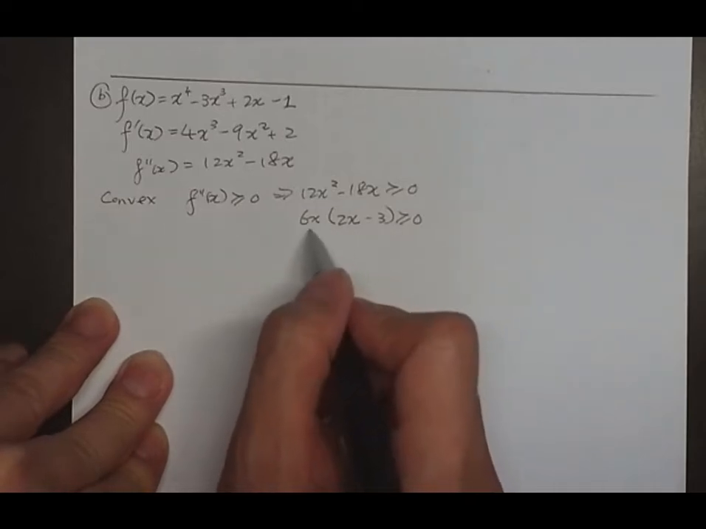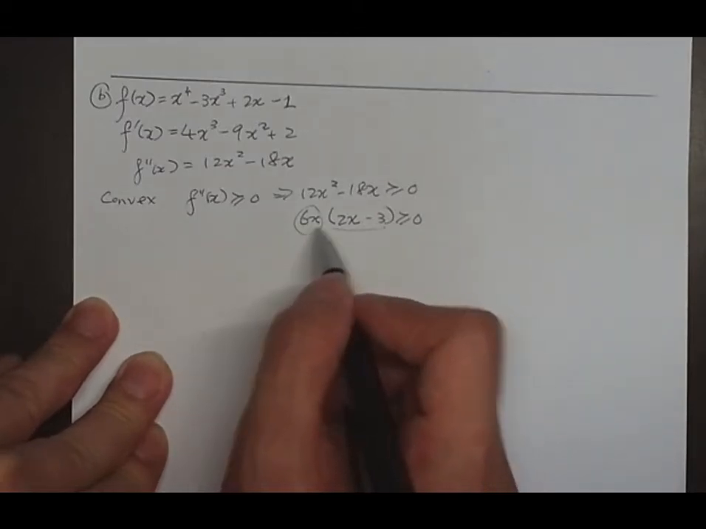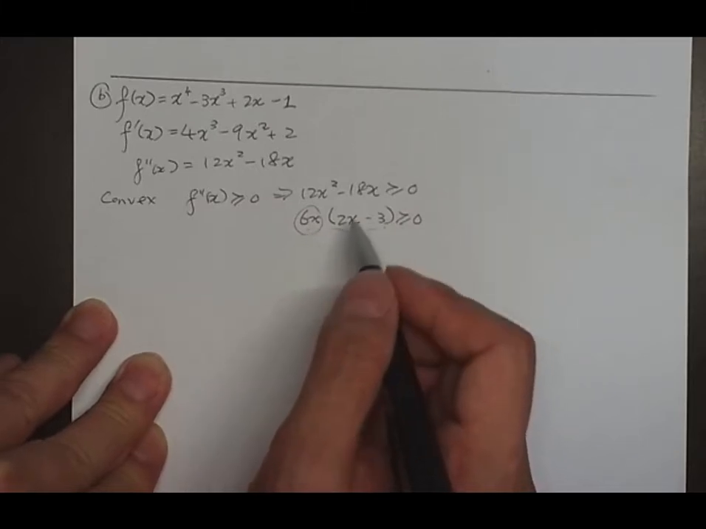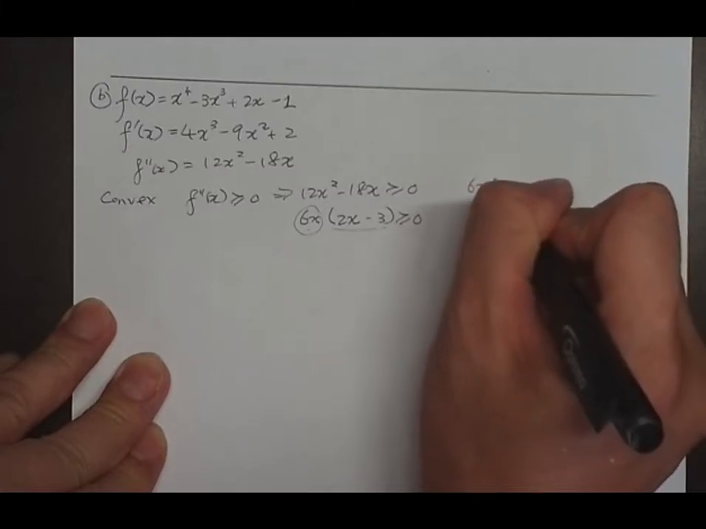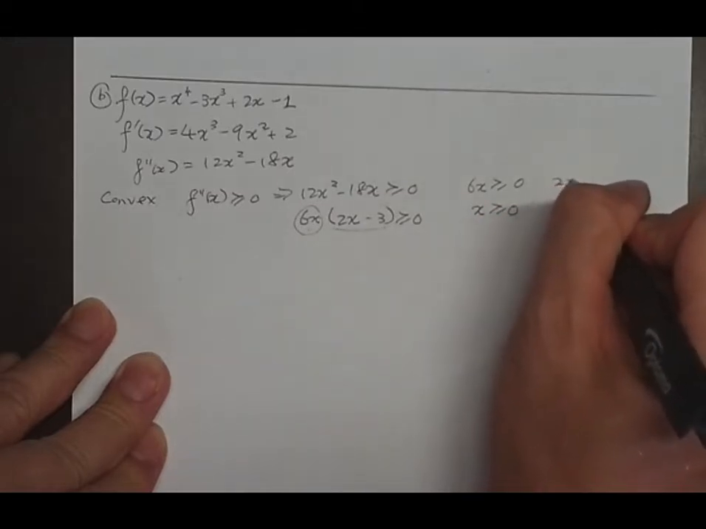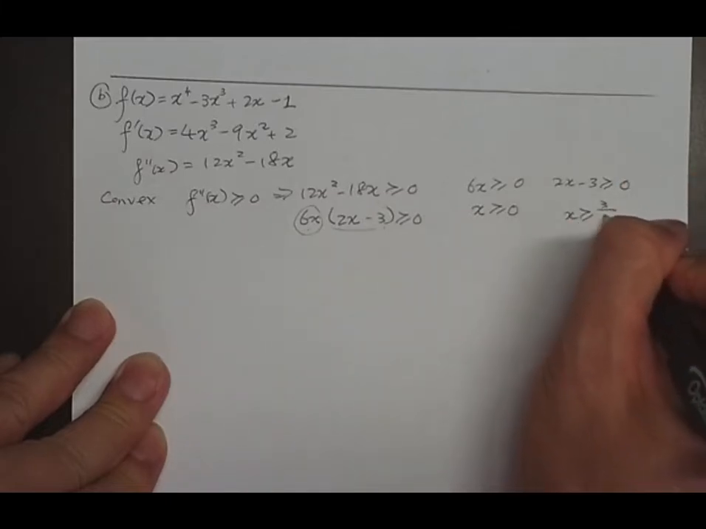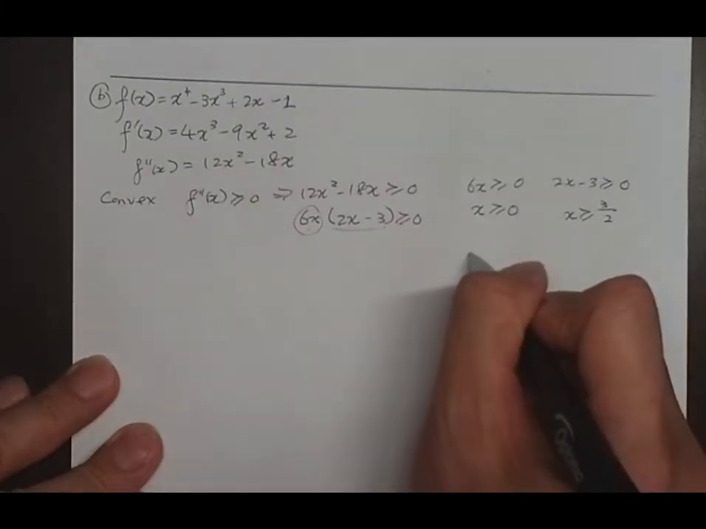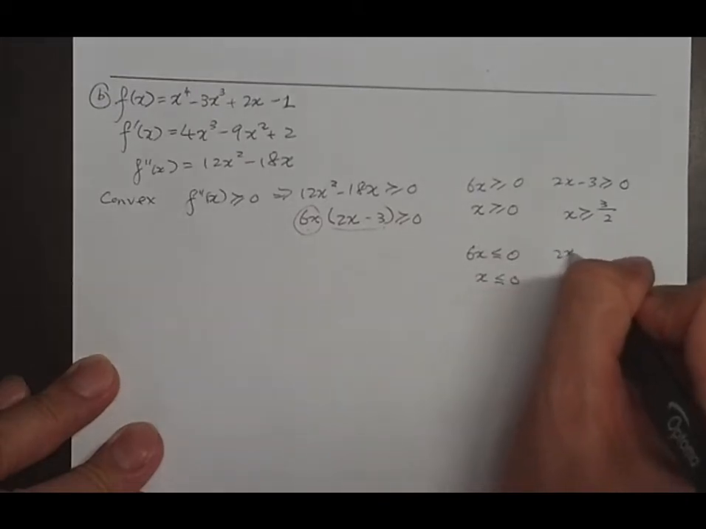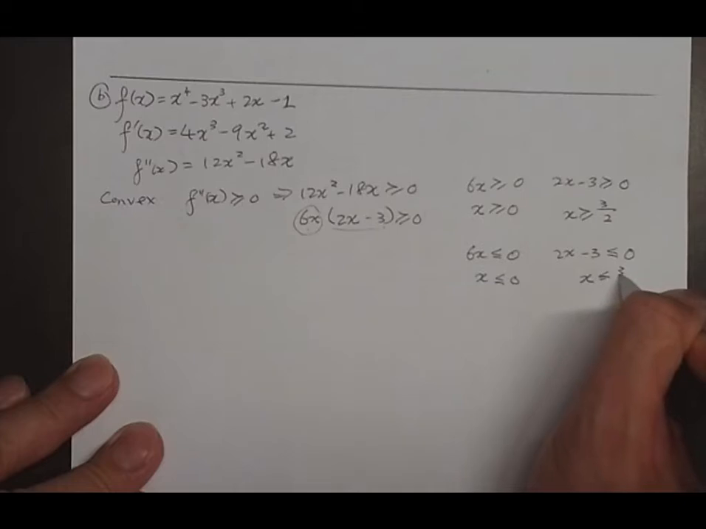So in here, one condition is that this one is greater than 0 and this one is greater than 0, and the other condition is that both of them are less than 0, negative. So multiplying two negative signs, we get a positive sign. So we get 6x greater than or equal to 0, x greater than or equal to 0, and 2x minus 3 greater than or equal to 0, and x greater than or equal to 3 over 2. And if 6x is less than or equal to 0, x is less than or equal to 0, and 2x minus 3 less than or equal to 0, and x is less than or equal to 3 over 2.